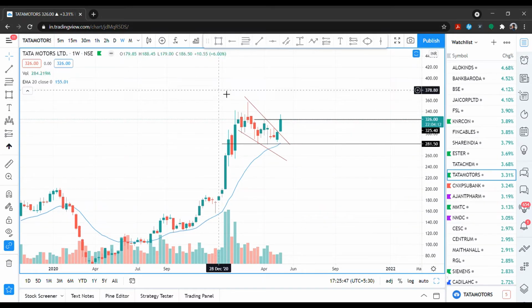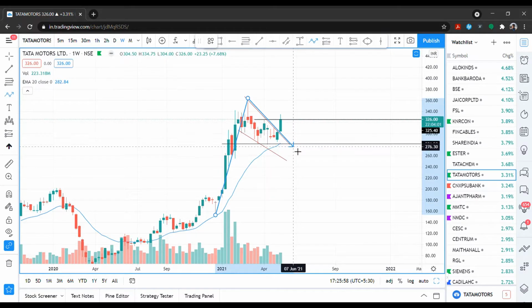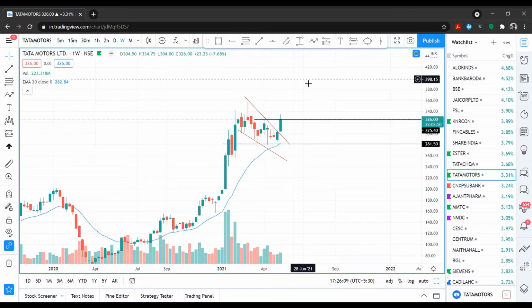If you see properly, this is a pole and flag pattern. Let me show it. Okay, this is the pole and this is the flag. The pole and flag pattern is a bullish continuation pattern, and I believe it works more than 60 to 70% of the time.